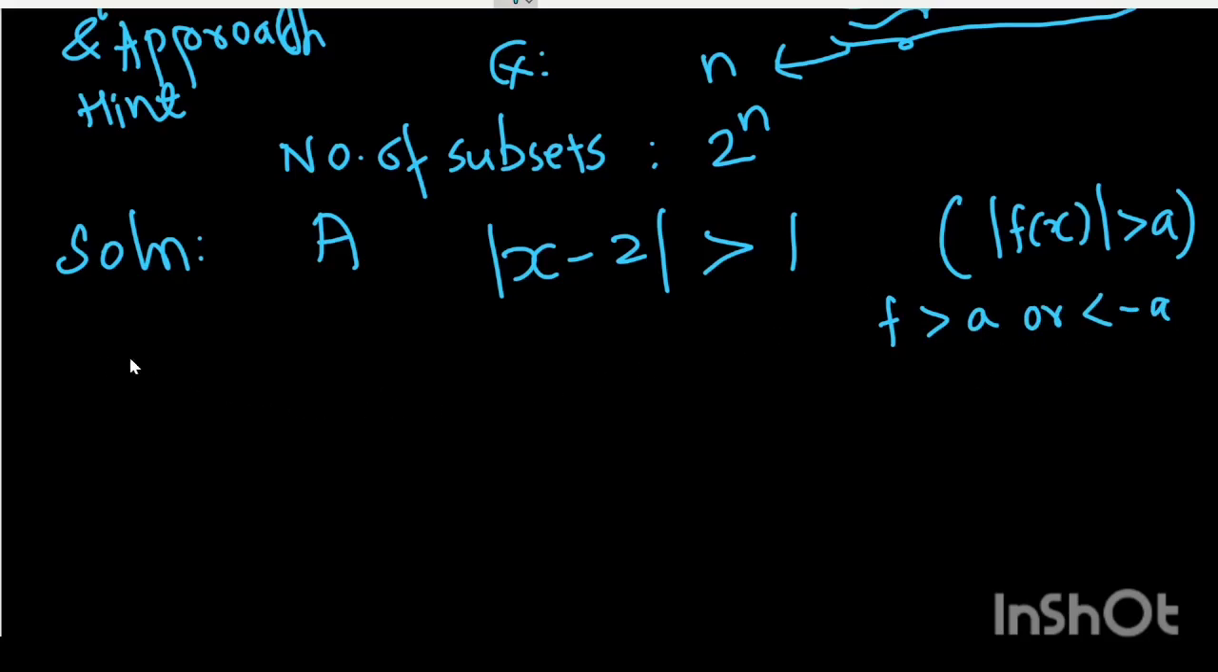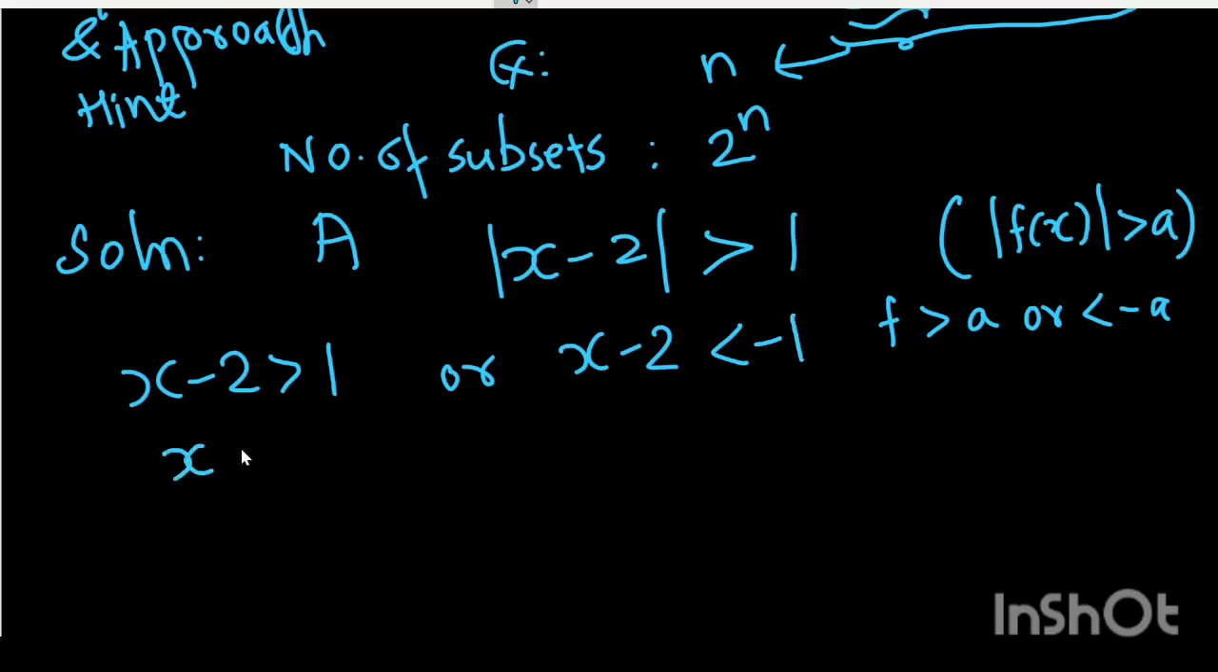Okay, so f is x minus 2 here, so x minus 2 greater than 1 where a is 1, or x minus 2 is lesser than minus 1. So x greater than 3 it becomes, or x less than 1 it becomes, guys. Okay, so let's say this is 1.